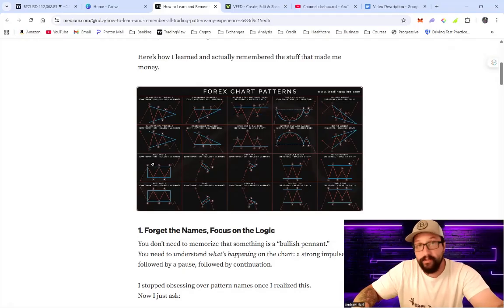So anyway, I know that was long-winded, kind of jumping around all over the place, but yes, do yourself a service and study these patterns for yourself.